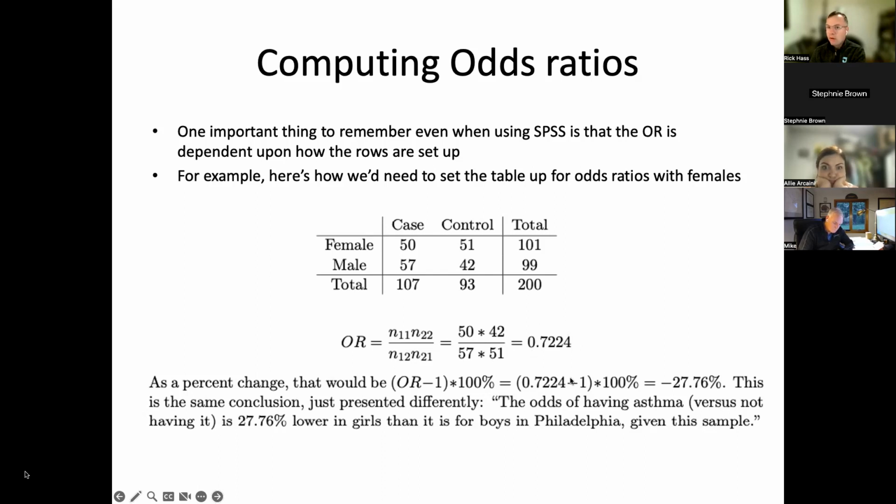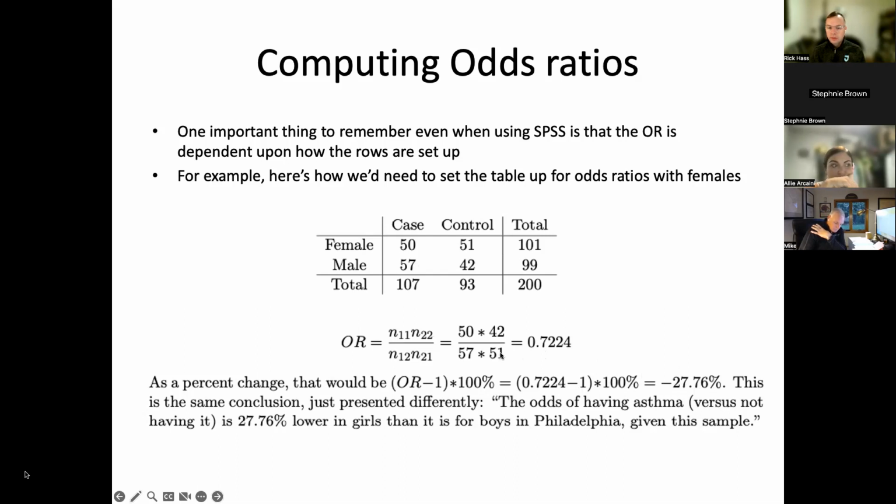that percent change notation again. And here, whenever the odds ratio is less than 1, we're going to get a negative percent. That's good. That tells us something, right? So as a percent change, right, the odds ratio of now the newly computed one with male as the comparison group, females on the top, 0.7224 minus 1 times 100% is negative 27.76.